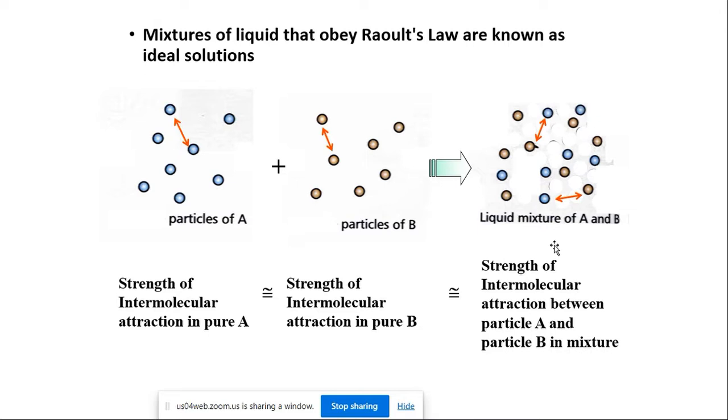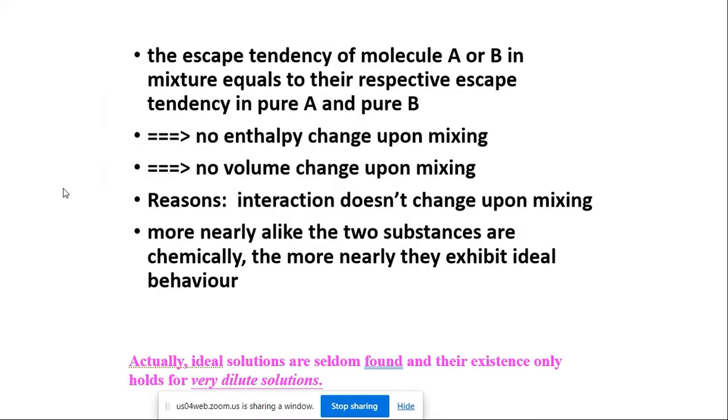So if the total bonding strengths are comparatively equal for A, B and the mixture, then we call it an ideal solution. So the escape tendency of molecule A or B in the mixture equals their respective escape tendency in P°A and P°B. That means they have an equal chance to escape. By mixing, A and B behave the same as the P° of that particular material. No enthalpy change, no volume change upon mixing.